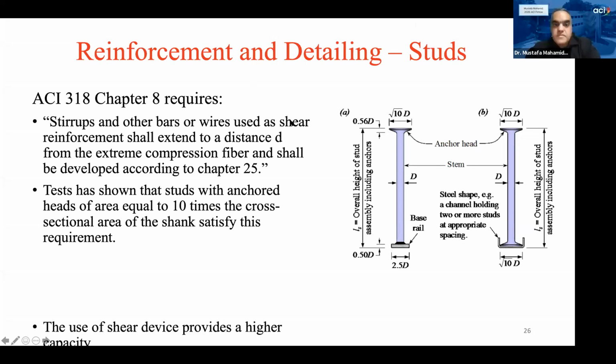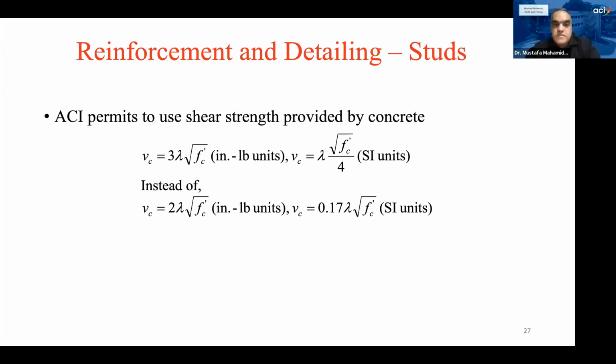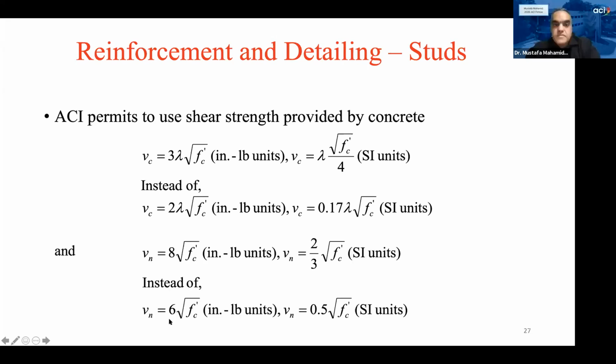Okay, the use of shear studs provides higher capacity. So this actually provides better capacity than stirrups. The concrete contribution can be taken as 3 times lambda times square root f prime c instead of 2 times lambda times square root f prime c. So if we use shear reinforcement, we can increase the strength of the concrete. Okay. And also the maximum limit for shear is 8 times square root f prime c instead of 6.